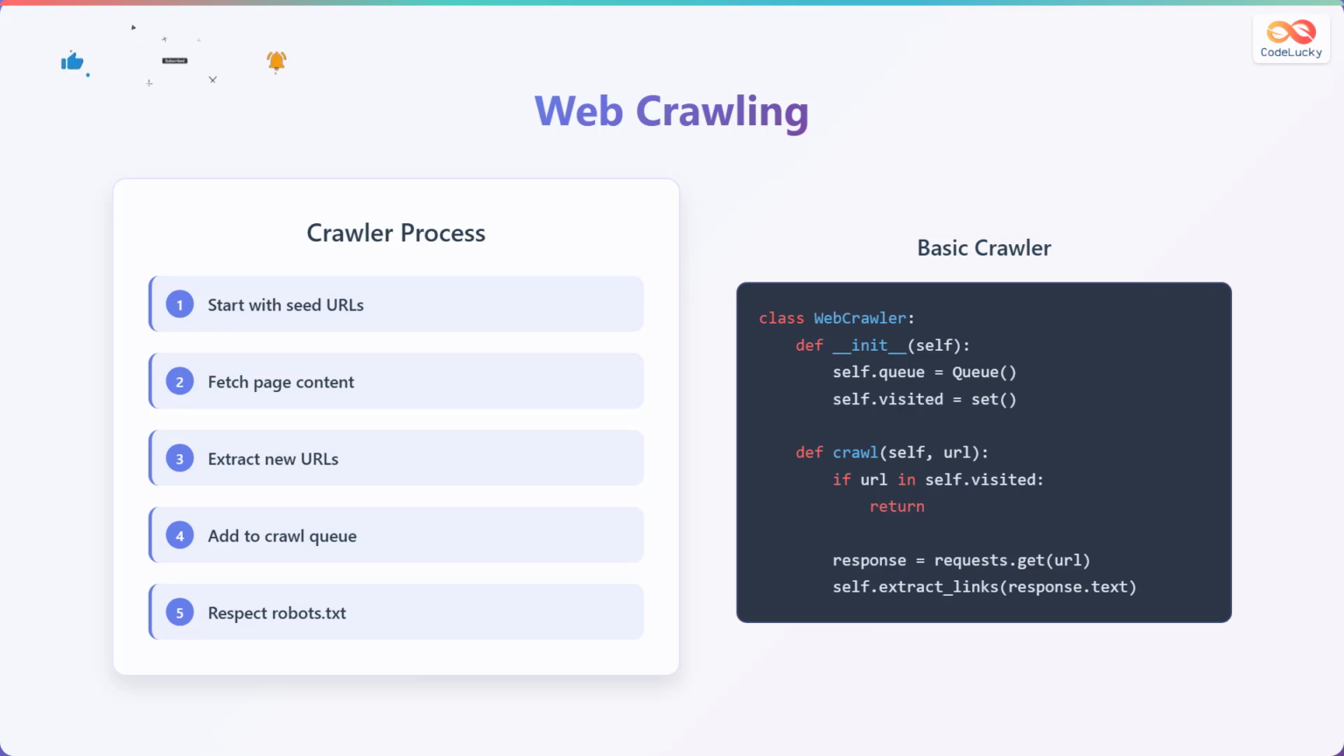On the right is some sample code. The class WebCrawler has an init function that initializes a queue and a set to keep track of visited URLs. The crawl function checks if the uniform resource locator, or URL, is in the visited set. If not, it gets the response text from the URL and extracts the links.